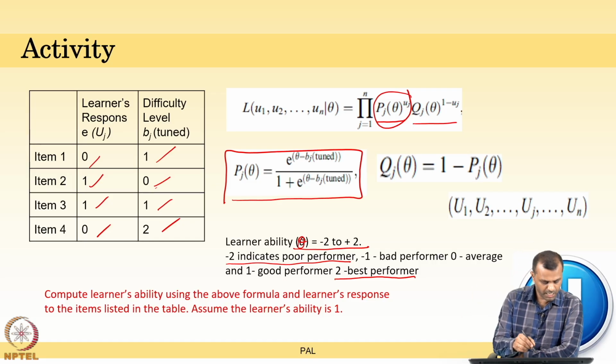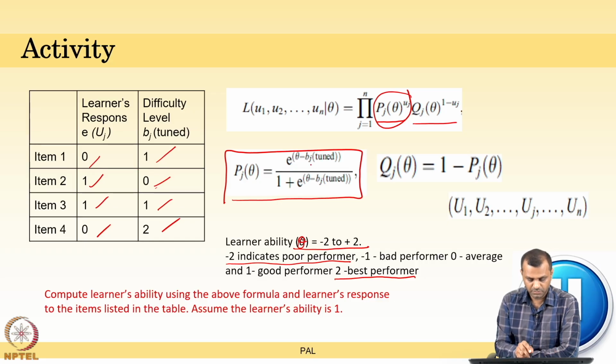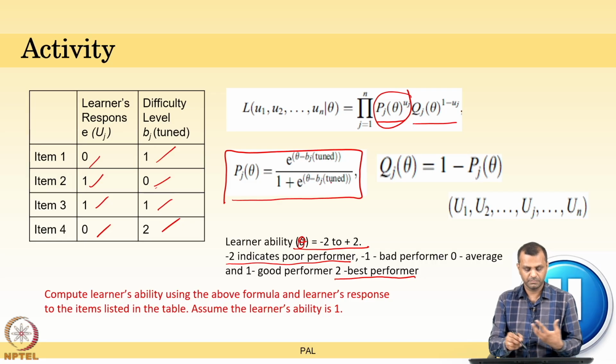So P_j(theta) is measured using e power that value. Here the learner's theta is a value we don't know. We can start with minus 2, and minus 2 minus b_j, with b_j equal to 1, so minus 2 minus 1 gives minus 3. Then 1 plus e power minus 3, you can compute it and see what answer comes.